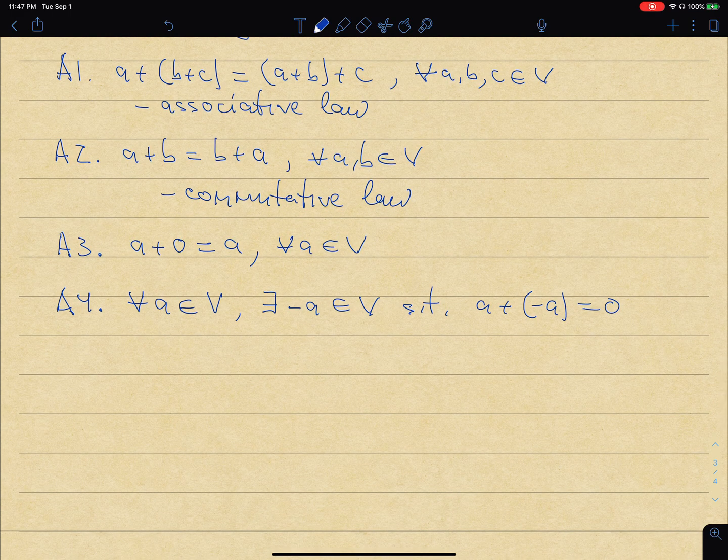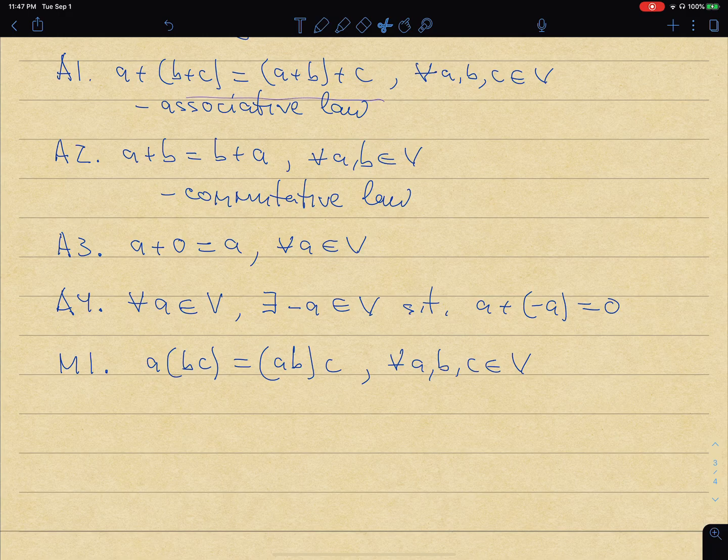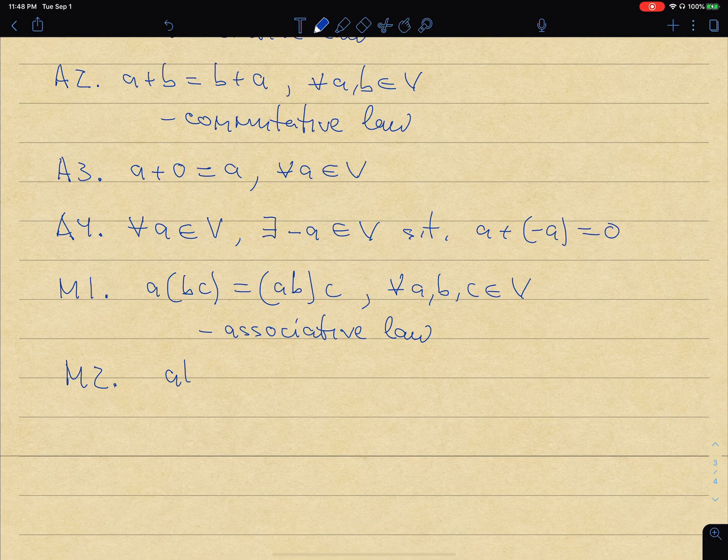Okay, so that's as far as addition goes. So let's think about multiplication. Similar laws should hold, right? So what should M1 be? If I take A times B times C, this should be the same thing as AB times C. And that is again true for any A, B, C in V. This is once again an associative law, except that now this is an associative law for multiplication. M2 should be a commutative law for multiplication. If I take A times B, this should be the same thing as B times A for any A, B in V. So commutative law.